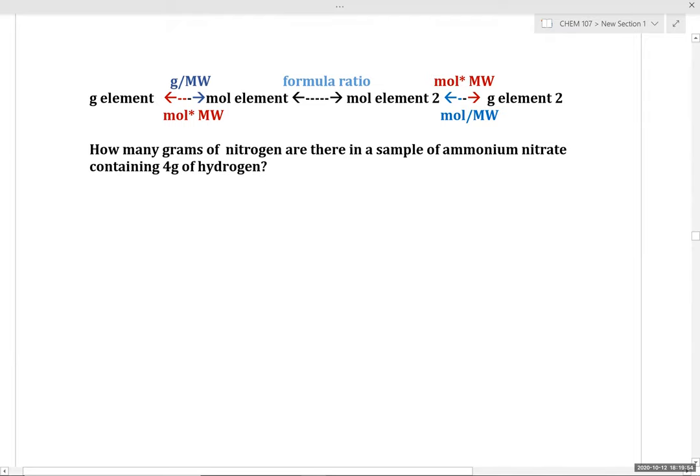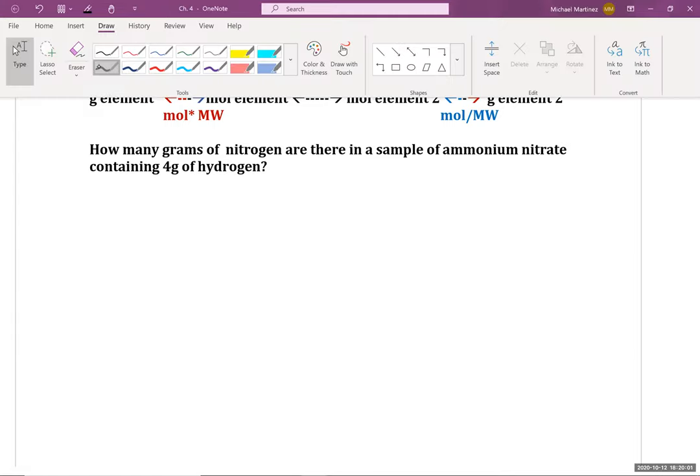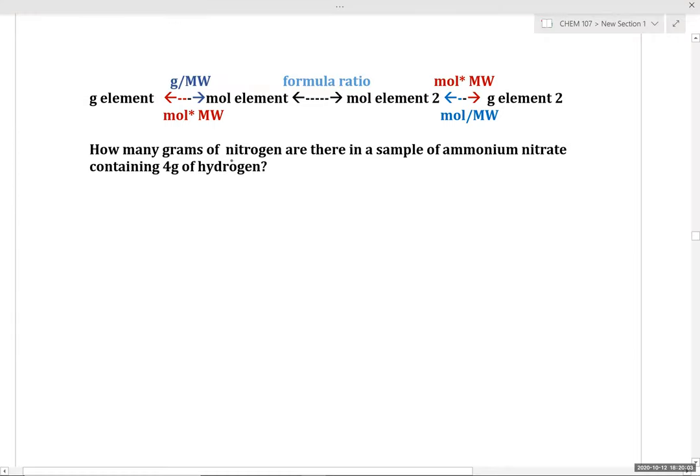So let's look at an example that is a little bit more complicated, and this is about as hard as it's going to get on an exam. In this case, I'm asking how many grams of nitrogen are there in a sample of ammonium nitrate containing 4 grams of hydrogen. So in this case, you're going to need your nomenclature really well understood because you need to be able to write the formula to begin to approach this kind of mass-to-mass conversion.